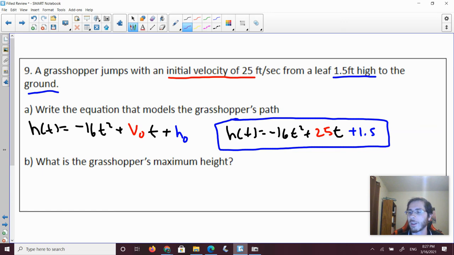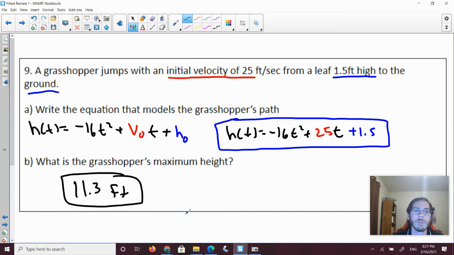So I don't know what kind of grasshopper this is, but it got up to 11.3 feet. And so that's what we're going to put down, 11.3 feet. So we want to make sure we're all good with our feet. And that's going to be it. So that's everything on the review guide.